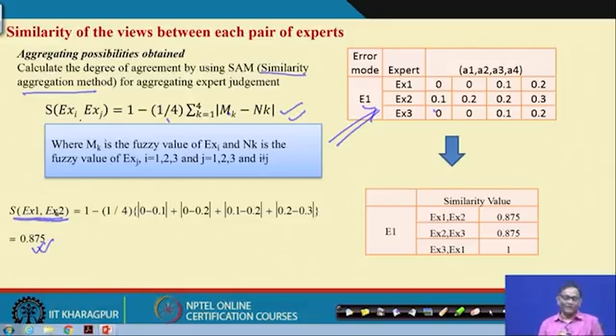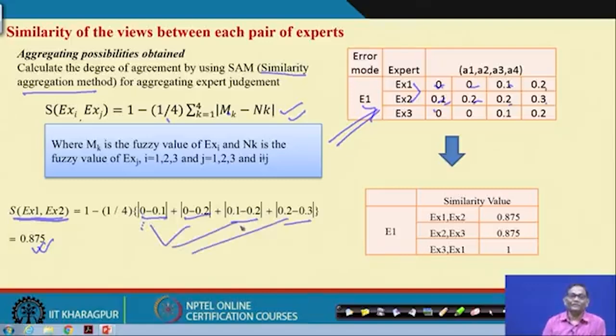these values when you put in this equation, then you will be finding out the similarity between expert 1 and expert 2 is 1 minus 1 by 4, then 0 minus 0.1, you see. Then we are talking about similarity between these two. So, 0 minus 0.1, 0 minus 0.2, 0.1 minus 0.2, 0.2 minus 0.3. We are interested in the difference. So, minus or plus are all the same to us, that is why you put the mod value, the absolute value. And using this formula, now you got the similarity or degree of agreement, which is 0.875, in between expert 1 and expert 2.